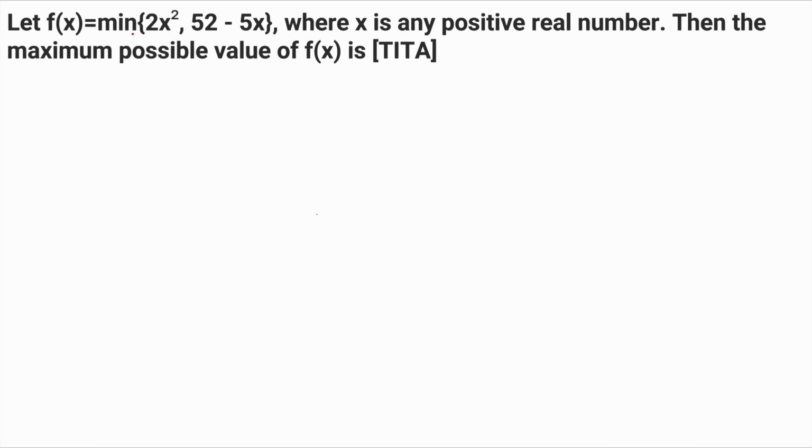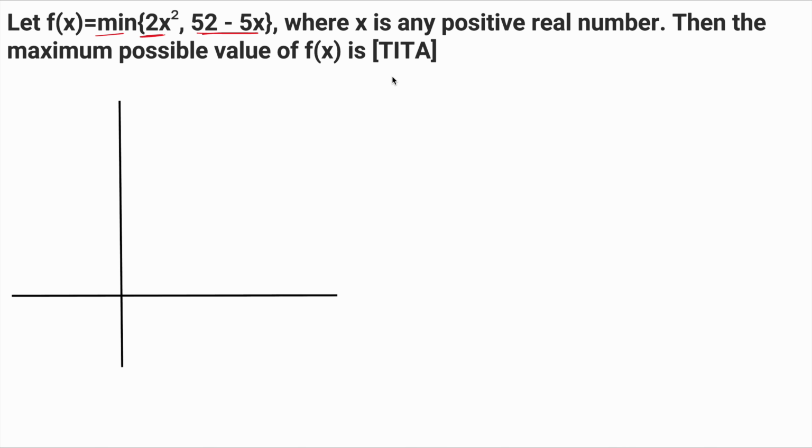Right, so the question reads, if f of x is equal to minimum of 2x square comma 52 minus 5x, where x is any positive real number, then the maximum possible value of f of x is. Type in the answer question. So we'll start by drawing our Cartesian coordinate system. The question says f of x is minimum of 2x square and 52 minus 5x.